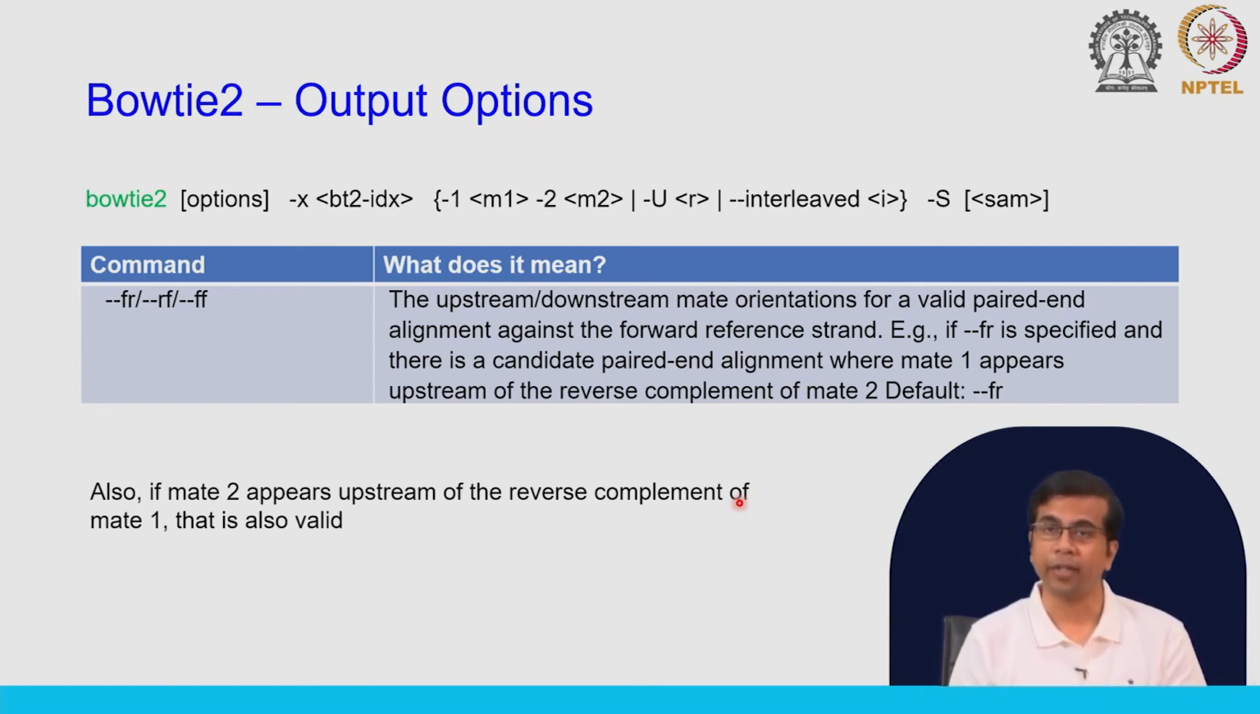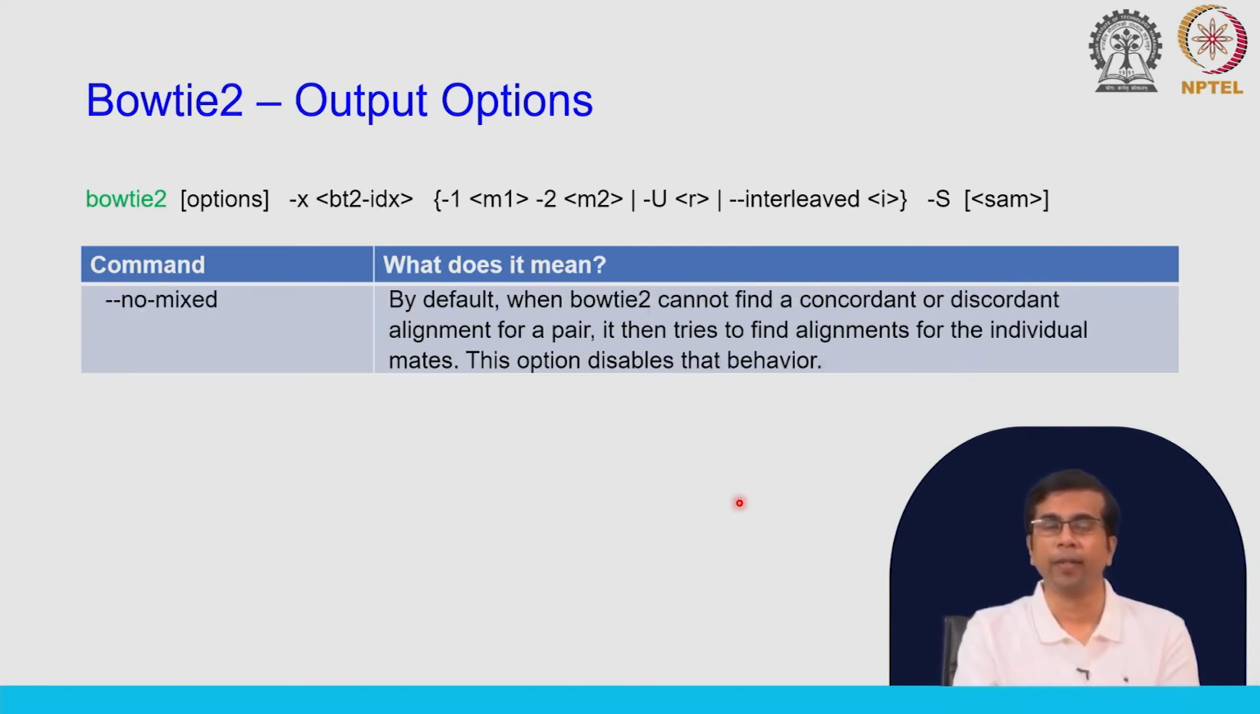You have the other options, and you can think about the opposite one. Minus RF is the reverse complement of mate 1 upstream of the forward sequence of mate 2. You can also specify minus FF, where you expect to see both in the forward direction. For Illumina it is mostly minus FR, which makes sense. We will not touch this option, but it is good to know that you have these variations.